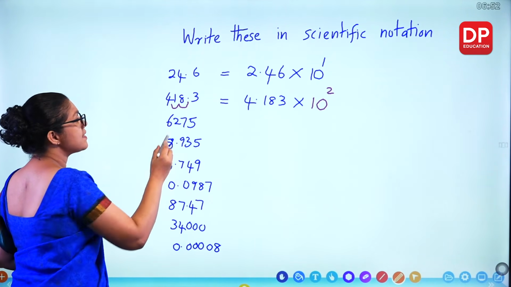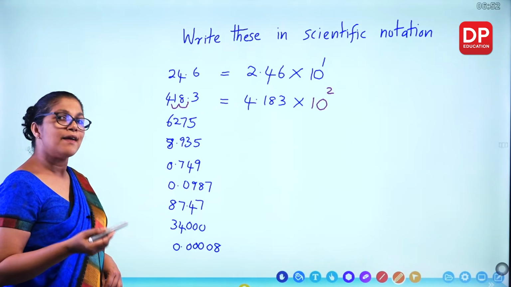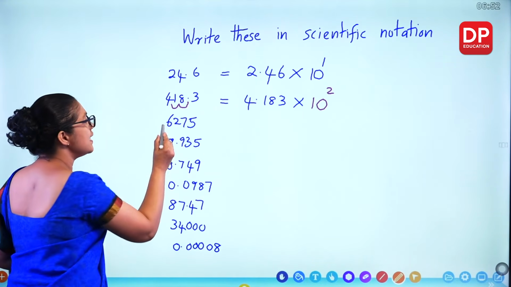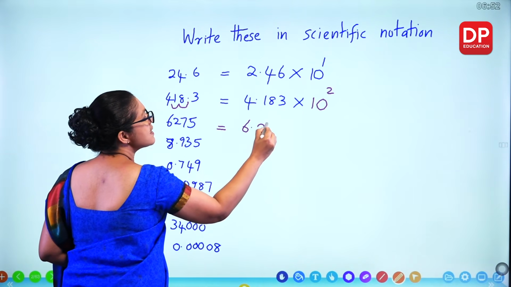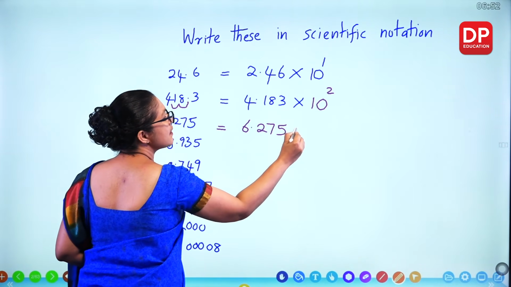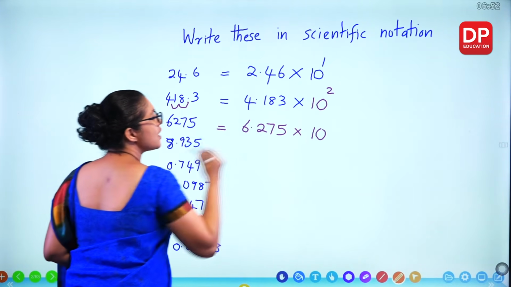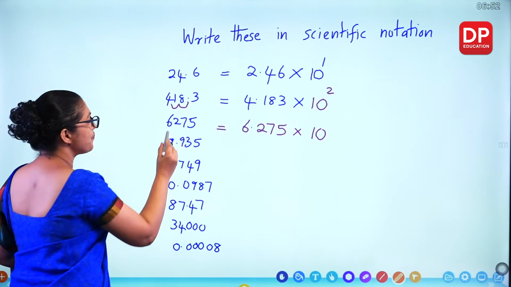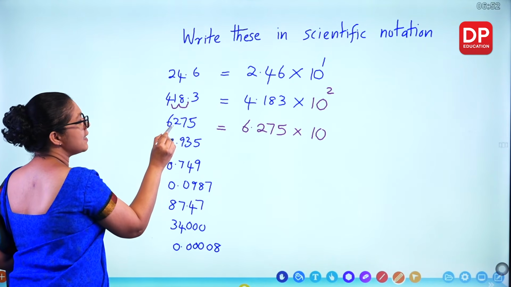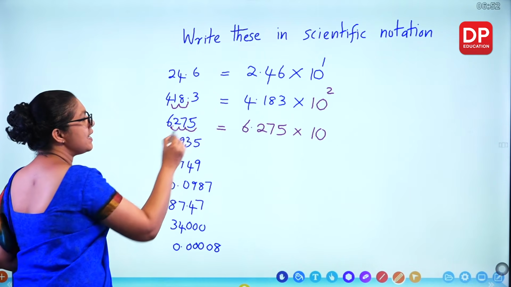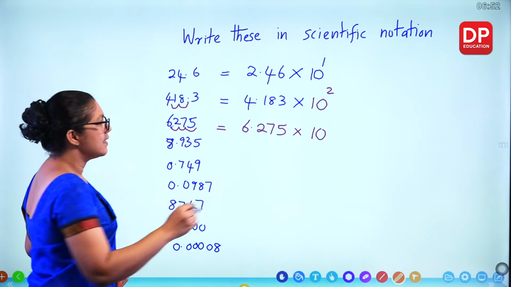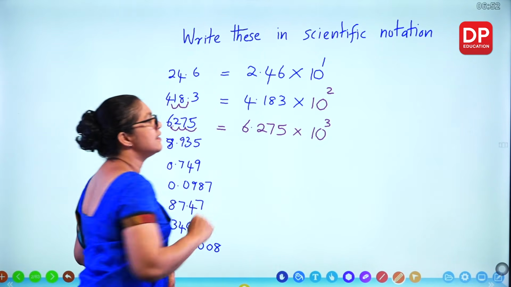Look at this number 6,275. What's the number less than 10? 6.275. 10 to the power. How many places you are moving? Now the decimal place should be here. 1, 2, 3, 3 to the right. 10 to the power 3.